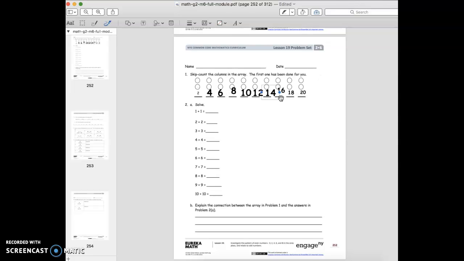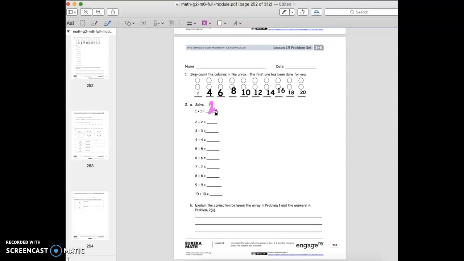So there are 20 dots in all, 20 circles in all, and we can even count that to double check it if we need to. But we know how to count by twos because we are in second grade. We know that there are 20 dots, circles that make up this array. So now it's asking us to solve down here.